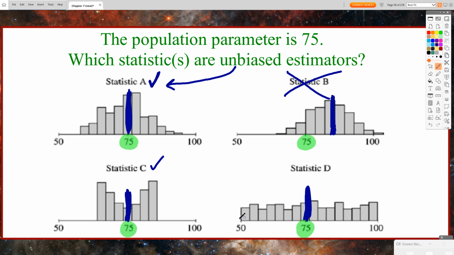This one looks like it's roughly uniform in shape. It's kind of going up and down throughout the entire thing. It's not perfectly uniform, but it's roughly uniform. And so I would say statistic D would be an example of an unbiased estimator. So A, C, and D are unbiased estimators. B was a biased estimator in the end.